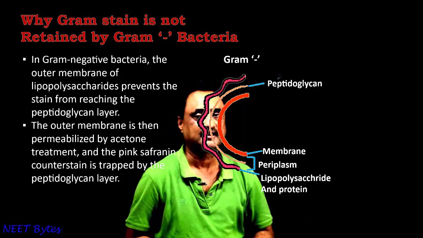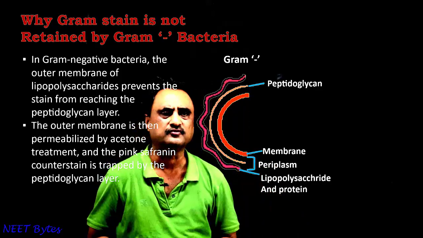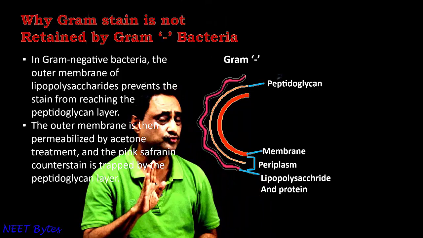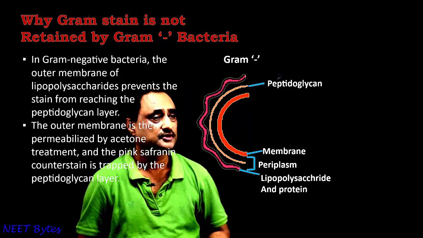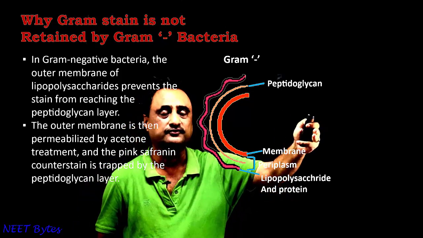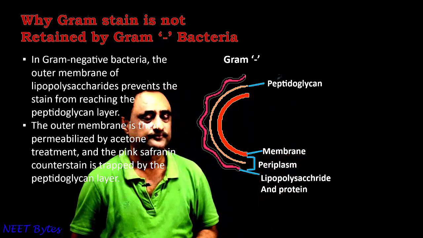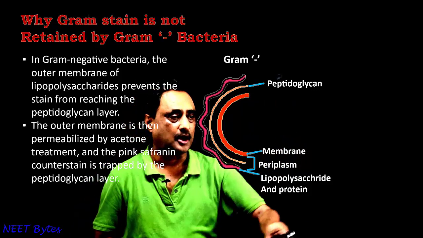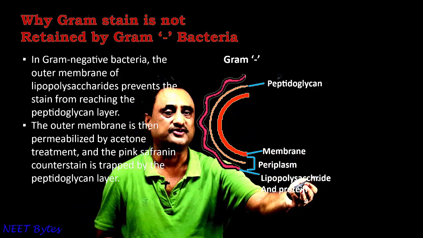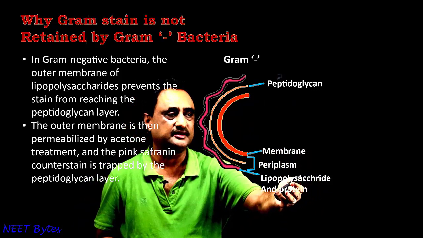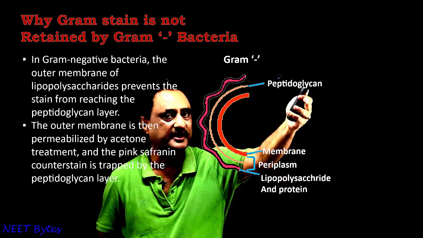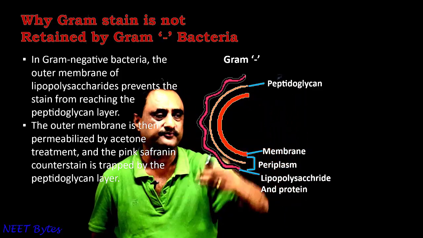Okay, have a look at this diagram. Now this is the cell wall of gram negative, and I would like to draw your attention towards the relative positions of the peptidoglycan, the lipopolysaccharides, and the membrane. You see there, the outermost layer is the lipopolysaccharides, right? Then in the middle there is the peptidoglycan, and on the inner side there is the membrane.